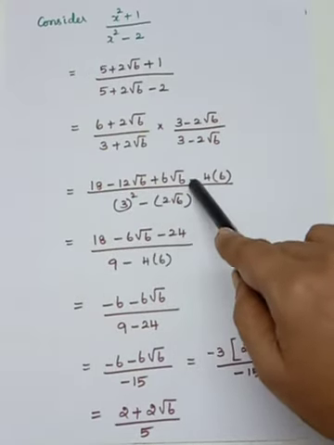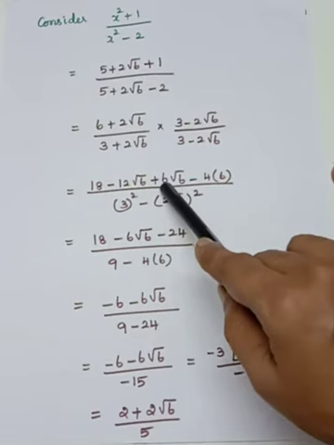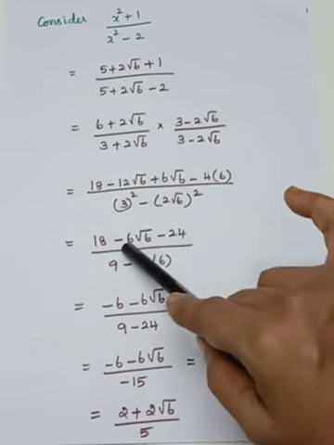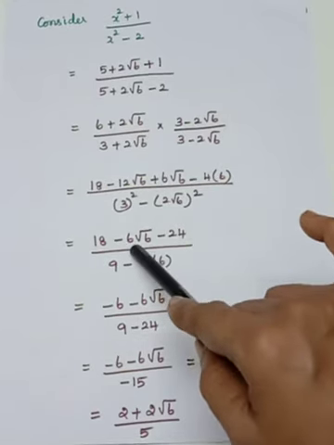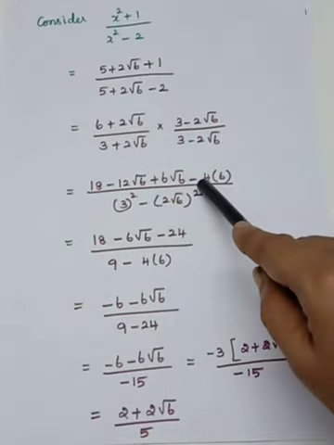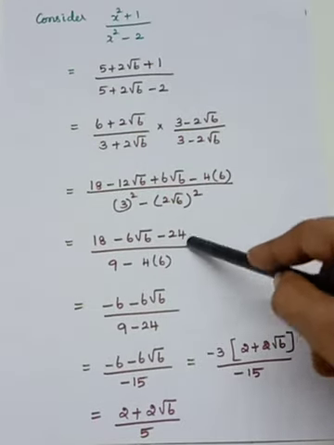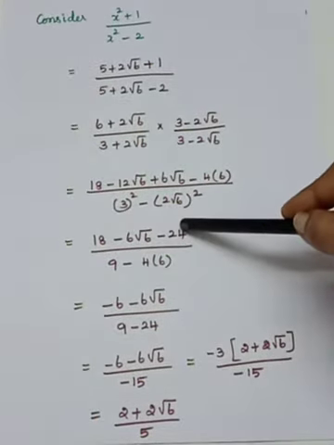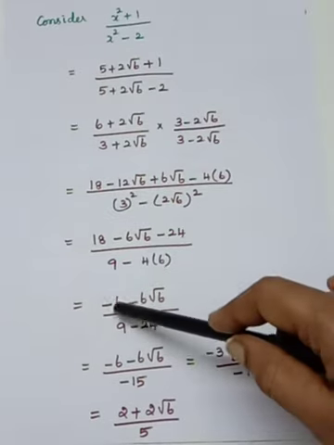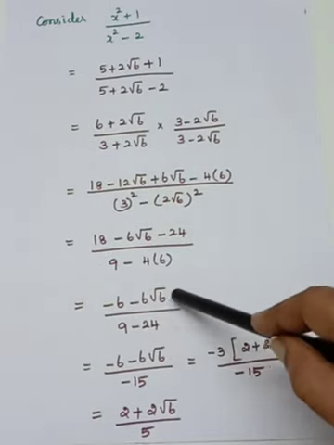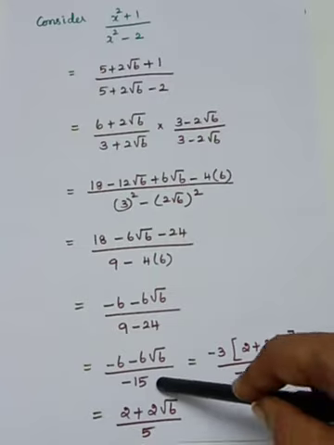Root 6 is common. So minus 12 plus 6. What is minus 12 plus 6? That is minus 6. So this term is minus 6 root 6. And here minus 4 into 6 is minus 24. Calculate these two numbers. 18 minus 24 is minus 6. Minus 6 minus 6 root 6 divided by minus 15.